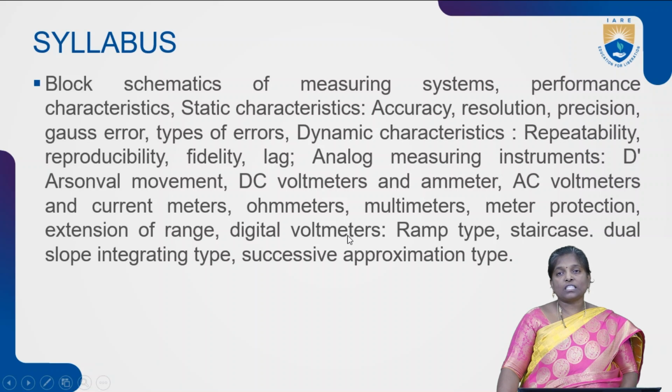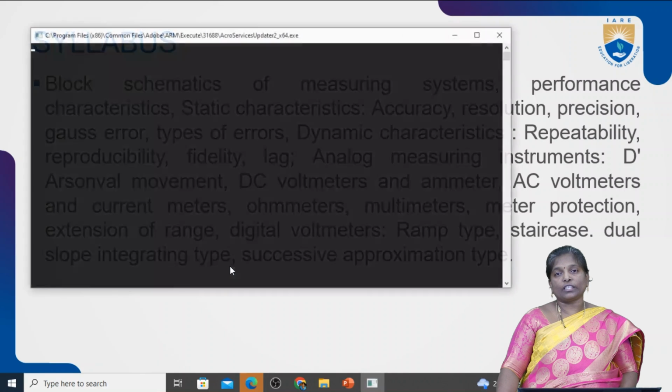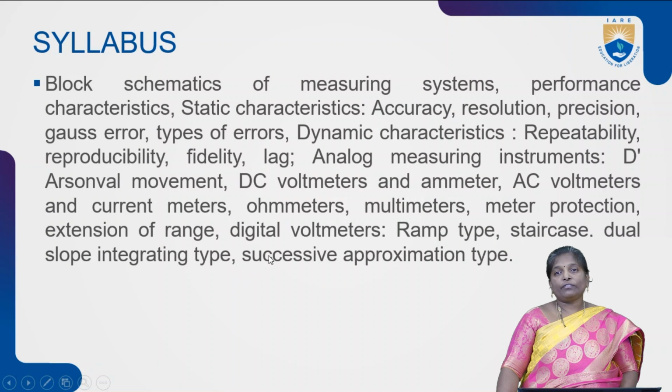How we use digital voltmeters to convert frequency to voltage and frequency to time, or voltage to frequency and voltage to time. We have different types of digital voltmeters like ramp type, staircase, dual slope integrating and successive approximation type. All these are helpful to convert voltage to frequency and voltage to time.